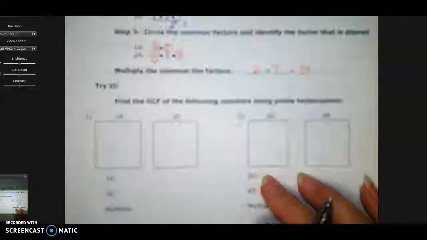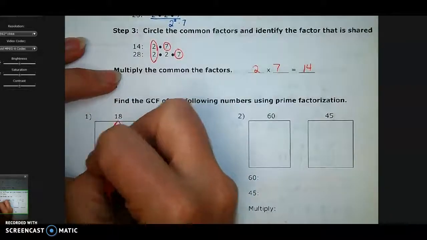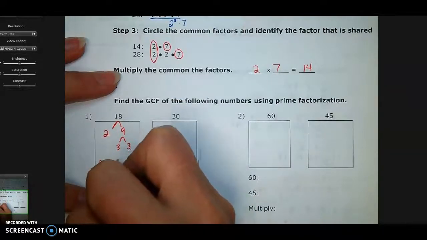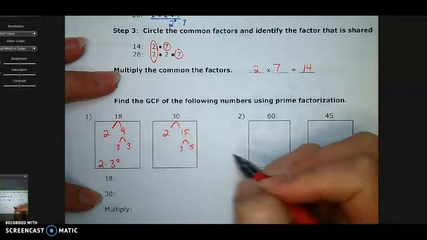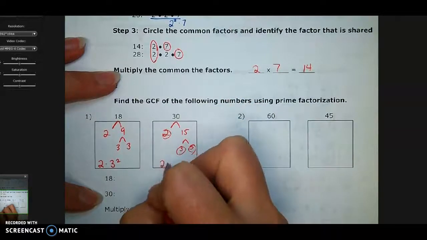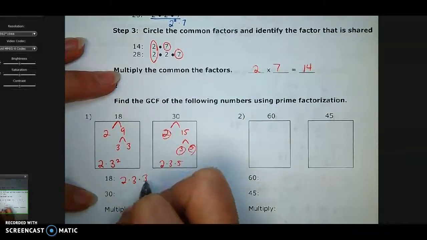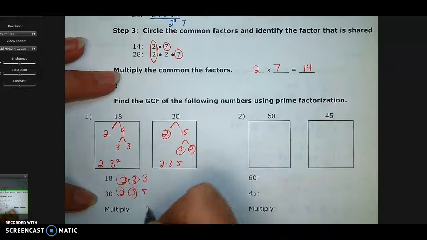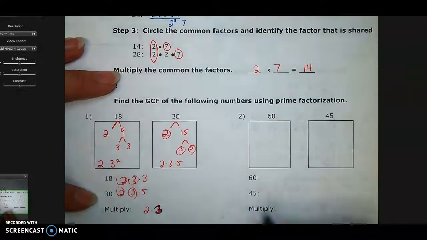Now in class we then played with some bigger numbers to try to challenge ourselves. We can do the same thing with 18 here, 2 and 9, 3 and 3, so 2 times 3 squared, and 2 and 15, 3 and 5, so those are all prime, so 2 times 3 times 5. So you can think of that as 2 times 3 squared, or 2 times 3 times 3. I've got the 2 and the 3 in common, so 2 times 3 is 6. So the greatest common factor there is 6. Sorry, that is a 3.